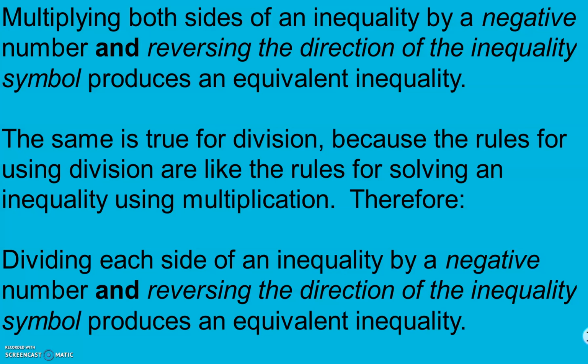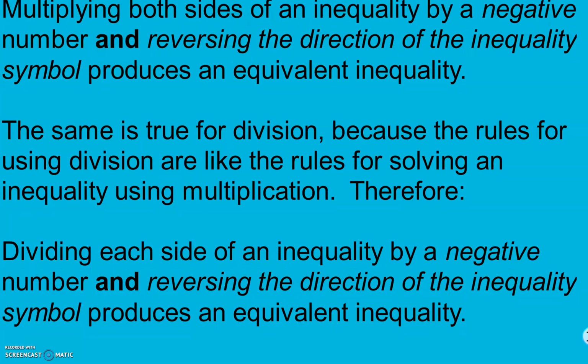Here, for the first time, is where things get different. For the first time, it's not the same as solving equations. If we multiply both sides of an inequality by a negative number and reverse the direction of the inequality symbol, that's how we get an equivalent inequality. The same is true for division, because the rules of using division are just like the rules for solving an inequality using multiplication.